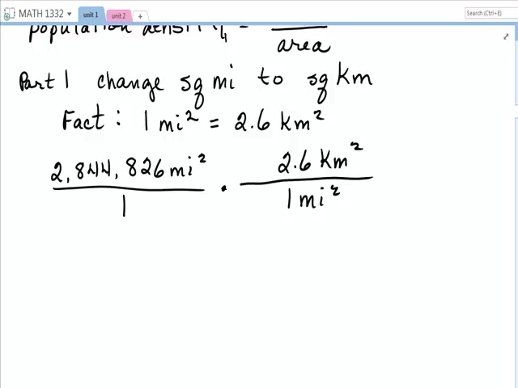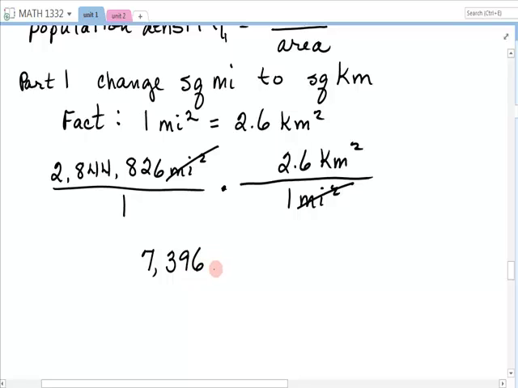So I have 2,844,826 times 2.6. All right, my miles squared canceled out, and I get 7,396,547.6 kilometers squared. Did anybody else do it on their calculator, and did you get the same number? It's over 1. I'm not writing the over 1.